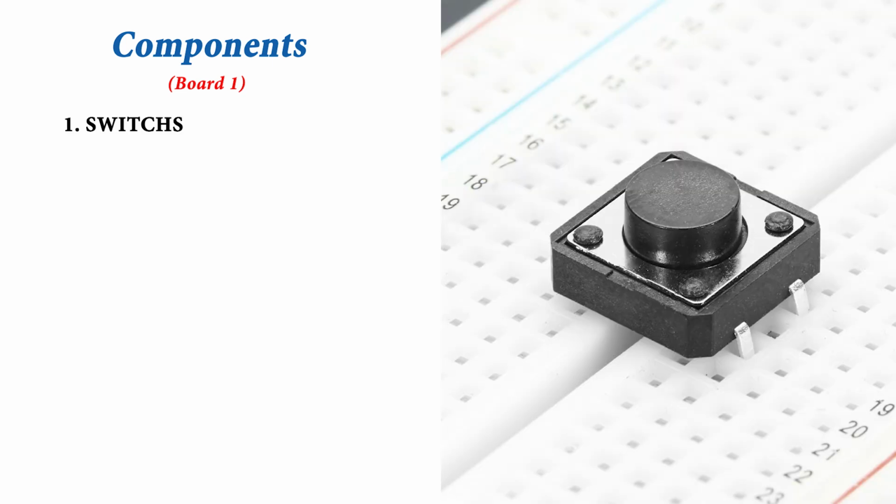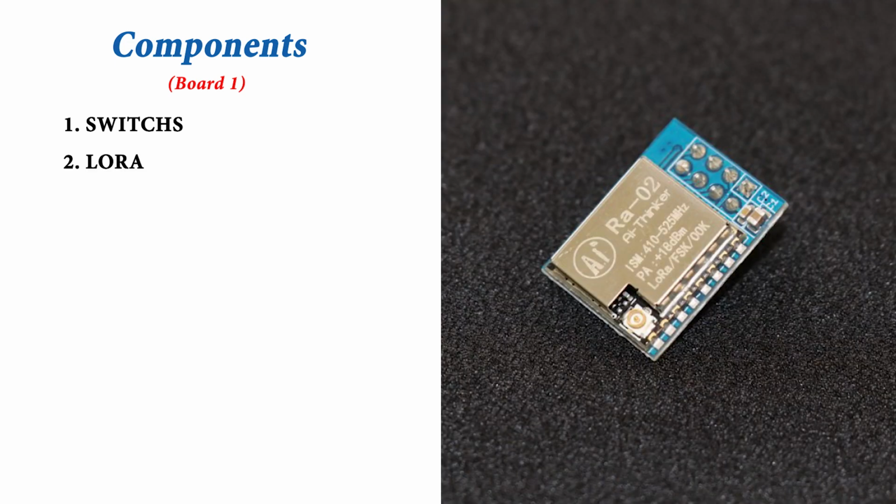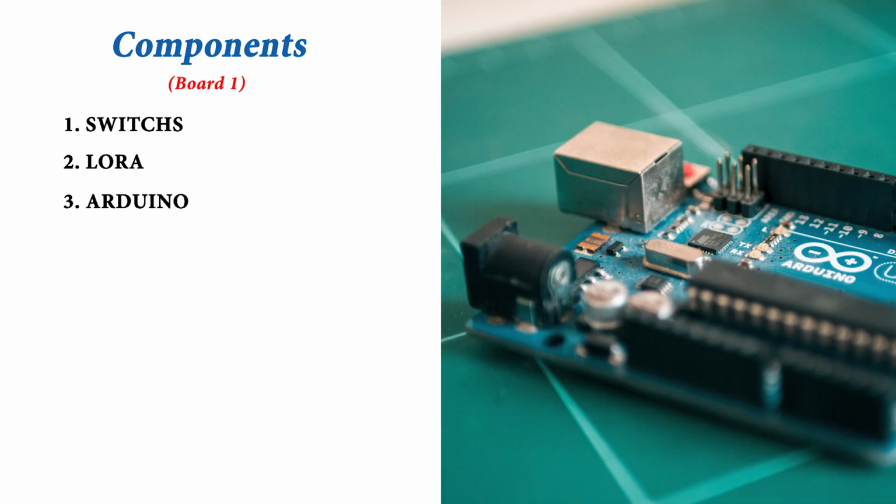Let us discuss the components we'll be using in the first board, which is installed inside the ambulance. We will be using switches, mainly 4 switches, to tell the board from which way the ambulance will be coming. Then we are having a LoRa module. LoRa module is a long range module; we'll be using this for wireless communication. Then we are having Arduino Uno as a controller board.